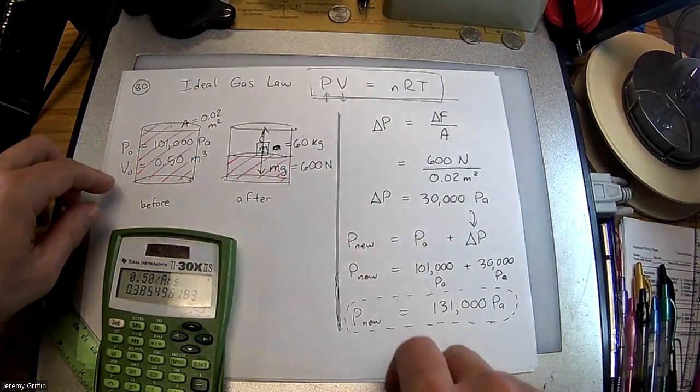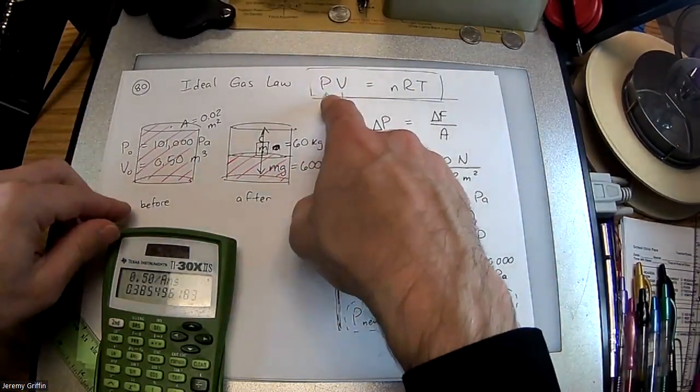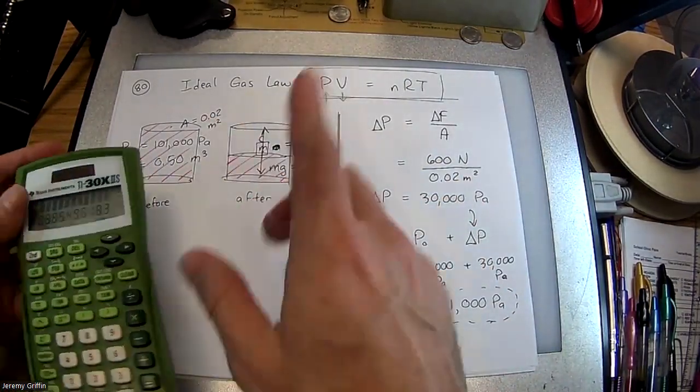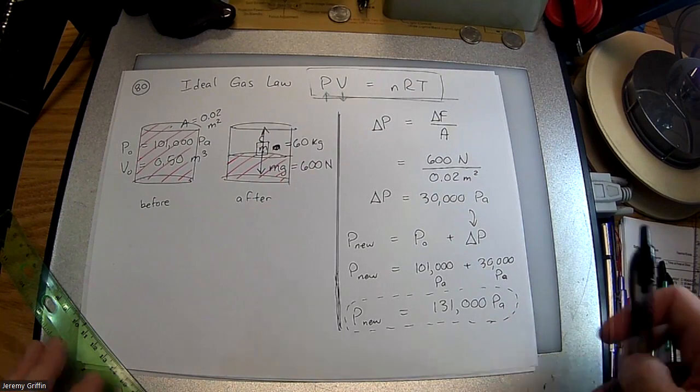So the fact that my pressure went up by 30% means that the volume had to decrease by 30%. So I take the original volume, divide by 1.3, and got the answer. Now, let me go solve this a little bit different way.